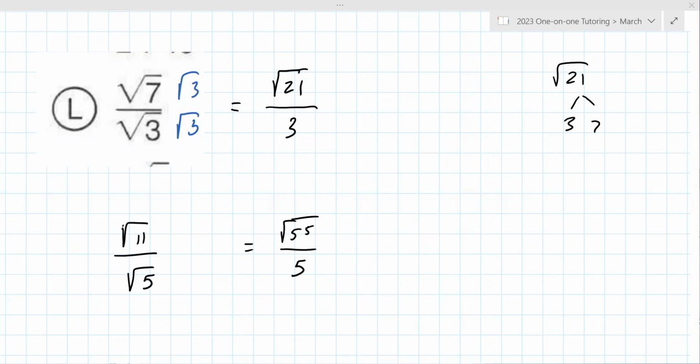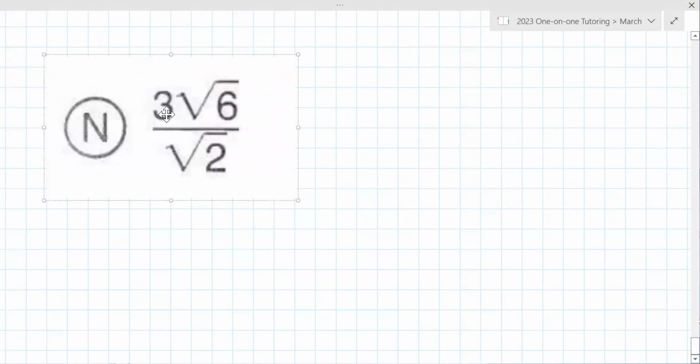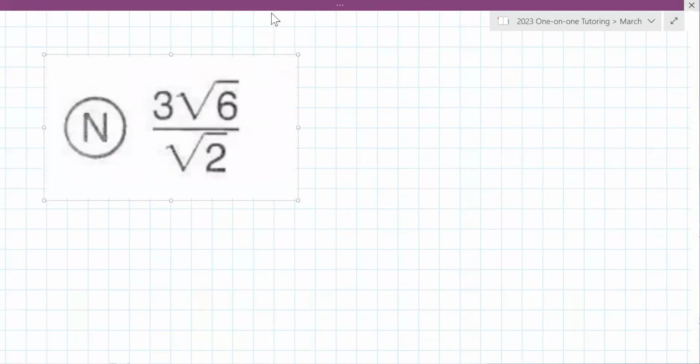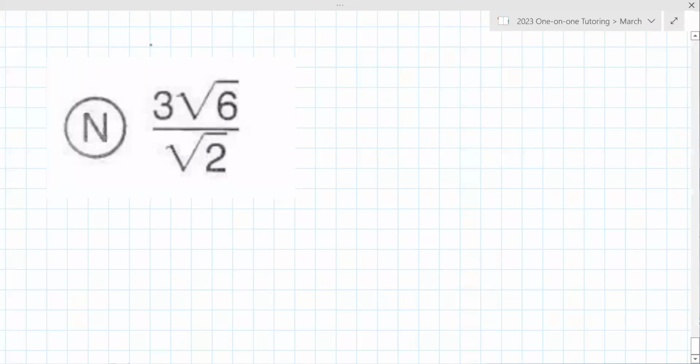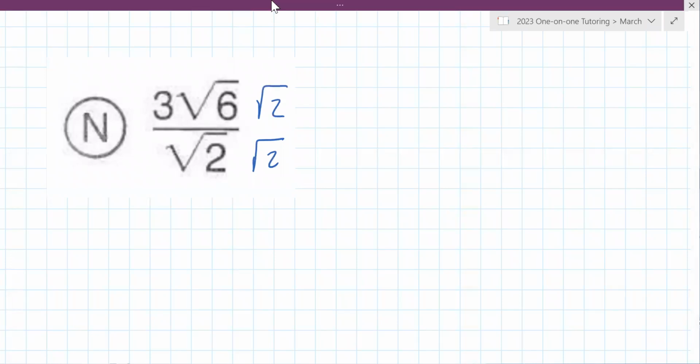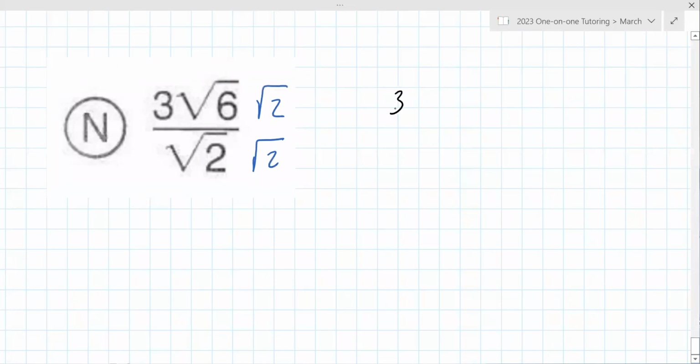All right, so let's look at another one here. All right, so this is 3 times the square root of 6 times the square root of 2. And let's just say you weren't thinking about the most efficient way. You're just like, all right, I know I'm going to always multiply the top and bottom by the square root of 2, which does work. And then you get 3 square root 12 over 2. Is it clear why it's the square root of 12?